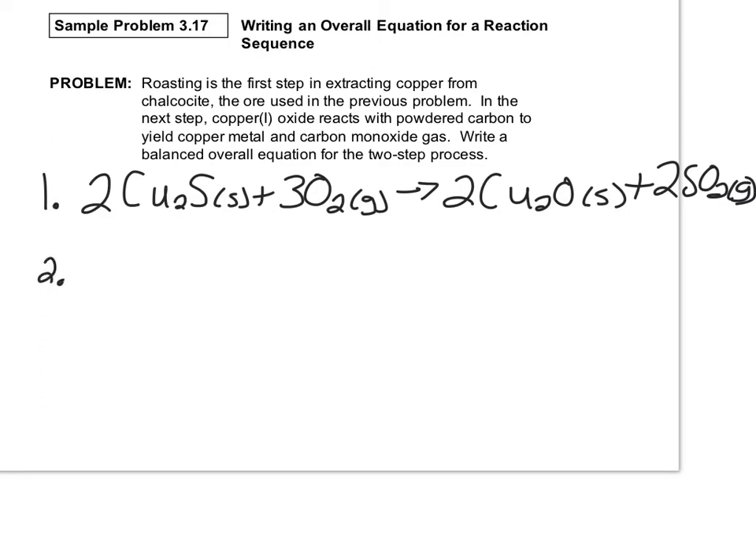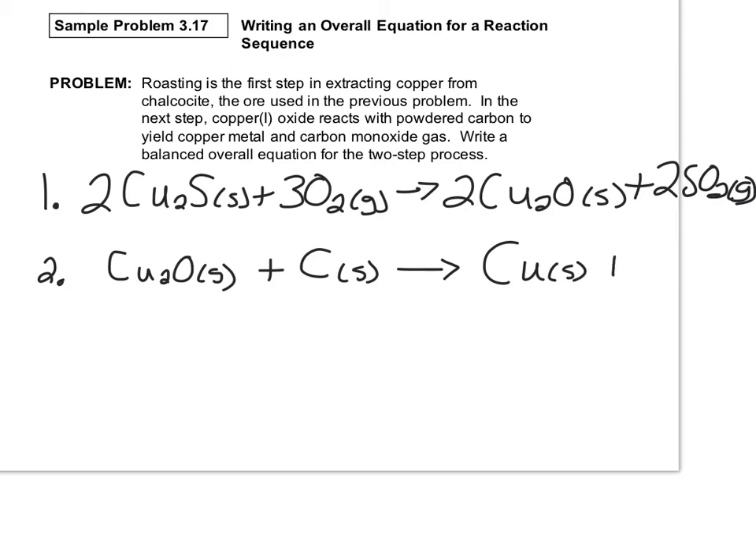Step 2, it says that the copper 1 oxide, so that's going to be one of my reactants, so I'm going to rewrite that, Cu2O, reacts with powdered carbon, so plus carbon, and that's going to be a solid, to yield, so now I'm going to draw my yield arrow, copper metal, so that's just going to be solid copper, and carbon monoxide gas, so plus CO gas.